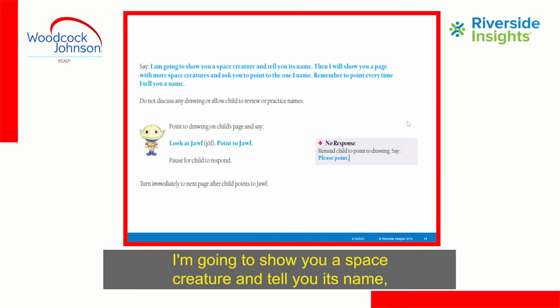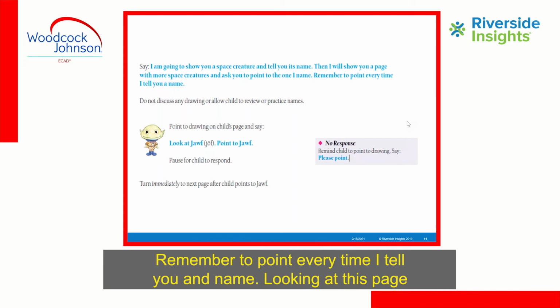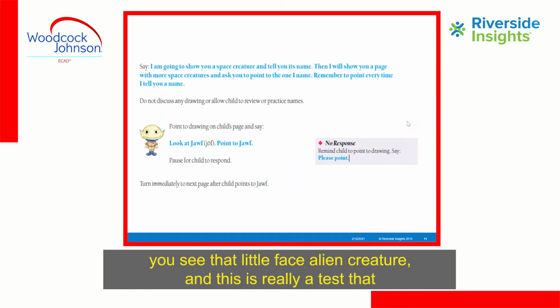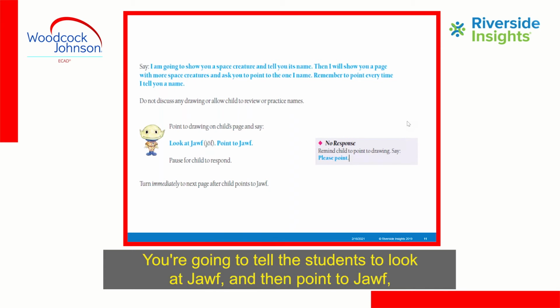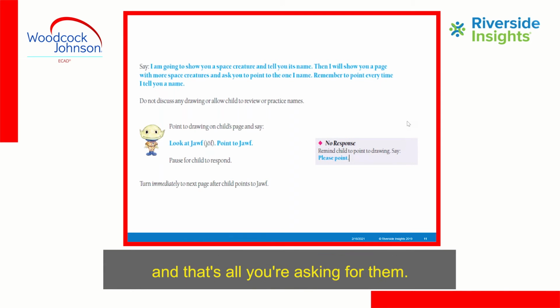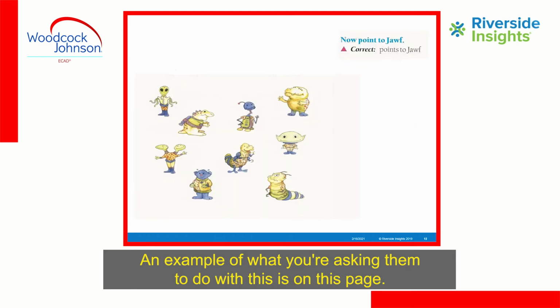I'm going to show you a space creature and tell you its name. Then I will show you a page with more space creatures and ask you to point to the one I name. Remember to point every time I tell you a name. Looking at this page, you see that little space alien creature, and this is really a test that engages the student pretty quickly with test 1. You're going to tell the student to look at Joss and then point to Joss, and that's all you're asking them to do. An example of what you're asking them to do with this is on this page.